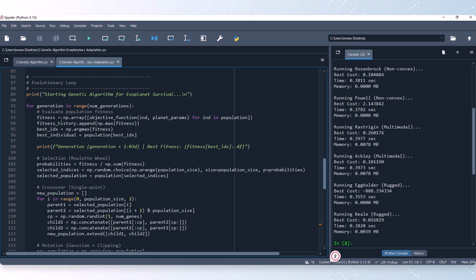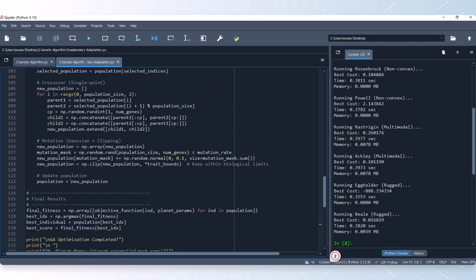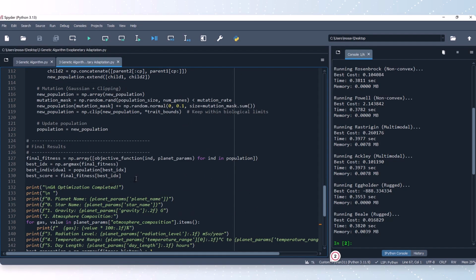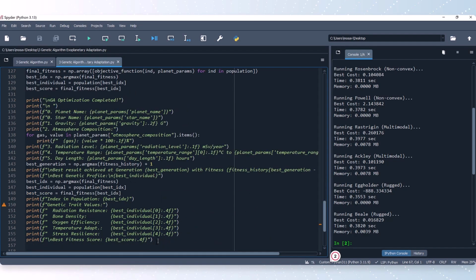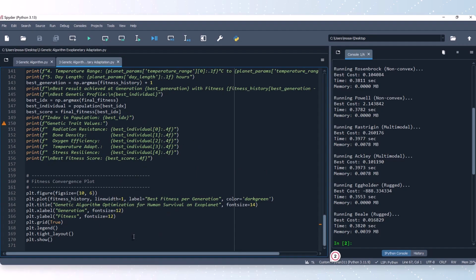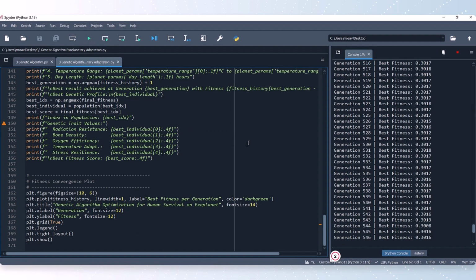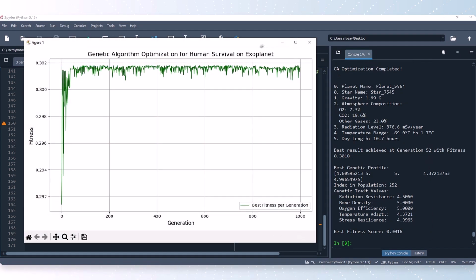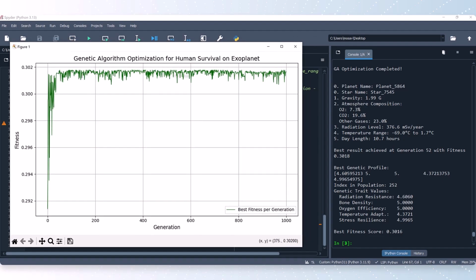Here we have the evolution loop, in which we evaluate the population fitness, then selection, crossover and mutation, and finally the update. Then the final result, which was a lot of results, and finally the fitness convergence plot. Okay, here in the convergence, because we are looking for fitness, it's going to increase over time, and we can see convergence happened very soon, and with a little fluctuation, it just continued.